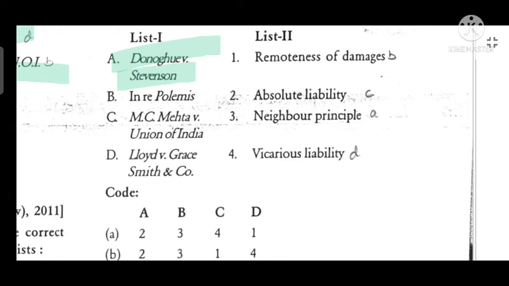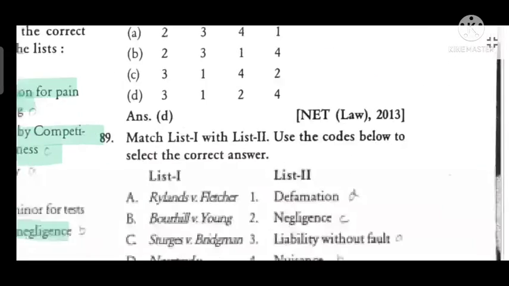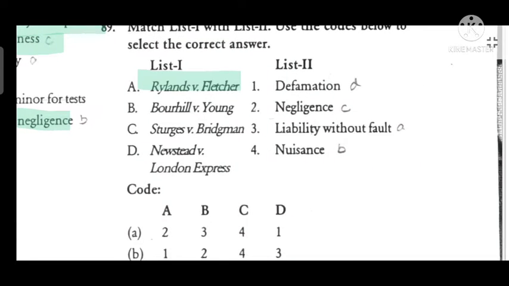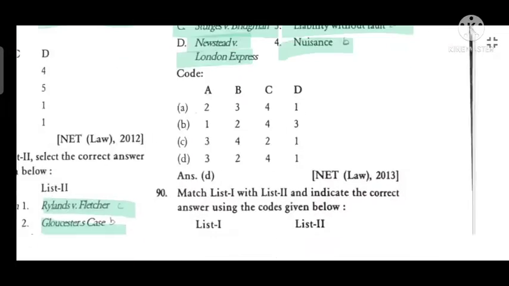Donoghue versus Stevenson, neighbour principle. Rylands versus Fletcher, remoteness of damage. MC Mehta versus Union of India, absolute liability. Lloyd versus Grace, vicarious liability. Rylands versus Fletcher, liability without fault. Bolton versus Stone, nuisance. Statutes, negligence. Newstead versus London Express, defamation.